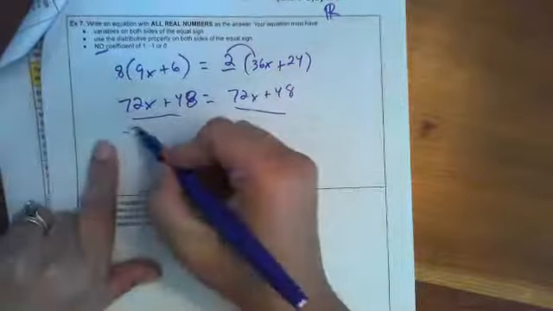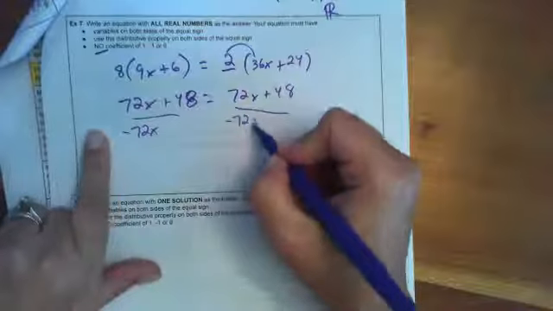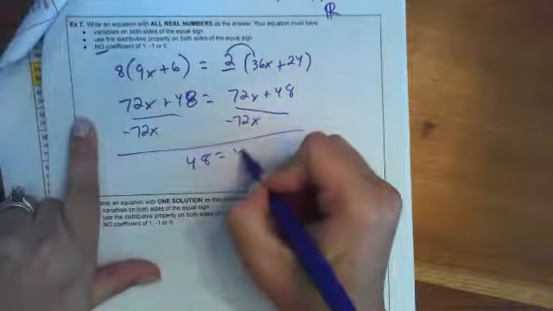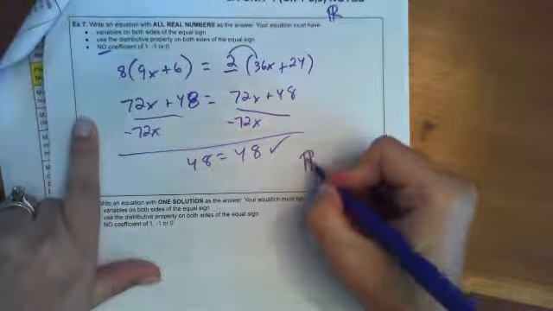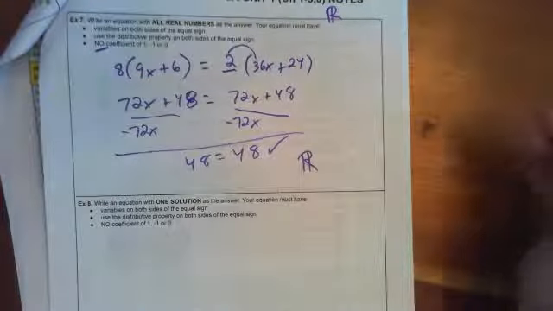I want you to prove it. Minus 72x, minus 72x, 48 equals 48. Done. All real numbers, okay? It's as simple as that.